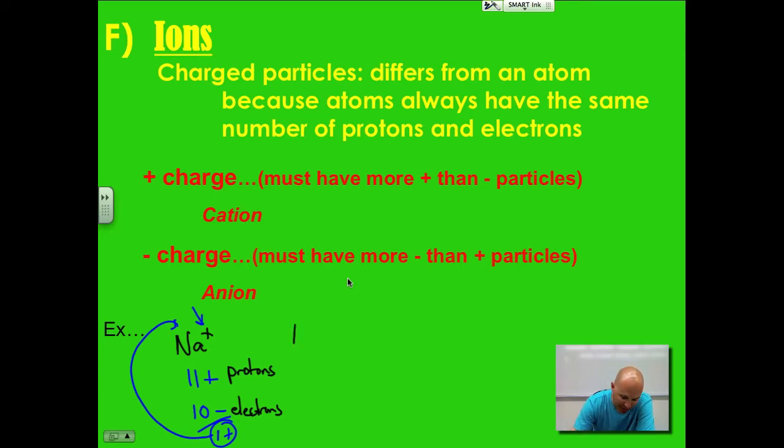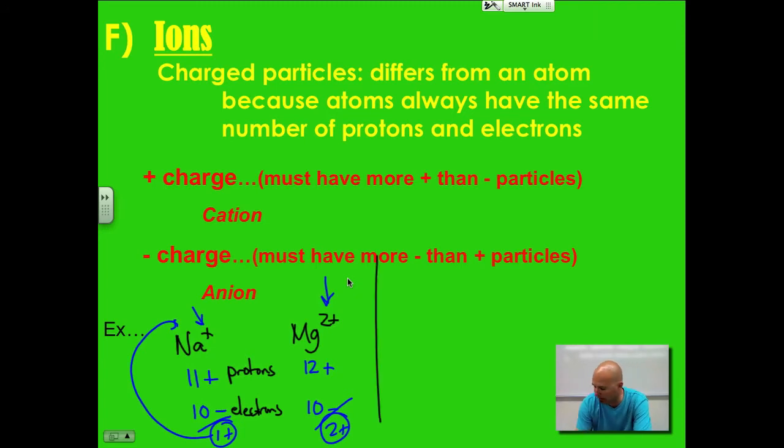Another example of a cation, Mg with a 2 plus charge. Magnesium, how many protons? Well, there are 12 because that's what magnesium is. With a 2 plus charge, that must mean we have 2 more positives than negatives. So therefore, 10 electrons. 12 pluses, 10 minuses gives you that 2 plus charge.